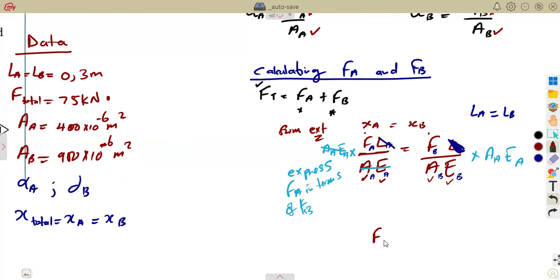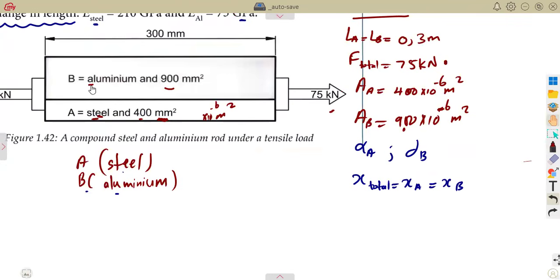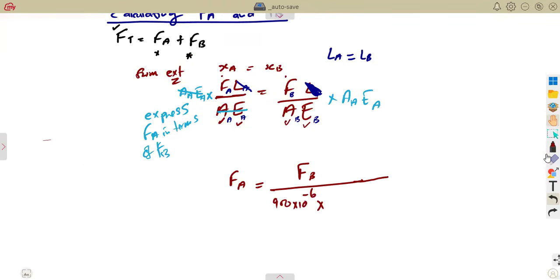We have our FA being equal to this now. So it's going to be this times this, meaning our answer is going to be written in terms of FB. Remember, there's no substitute for FB, so it is just FB as it is over the area at B. The area for B is 900 times 10 to the exponent of -6 times E at B. Remember, B represents the aluminium, and E for aluminium is 75 gigapascal.